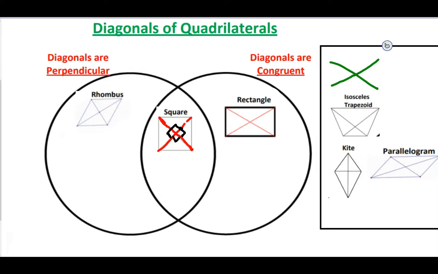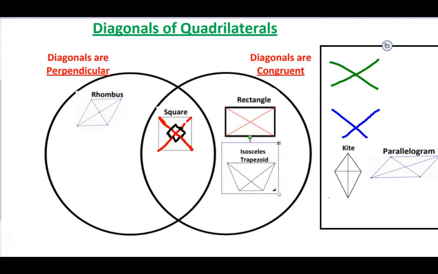Next we have the trapezoid. This is an isosceles trapezoid. And for the isosceles trapezoid, you can see that our diagonals are the same length, but do they form 90-degree angles? No, they don't form those 90-degree angles. So isosceles trapezoid is going to be congruent. Okay, and then our last two shapes, we have parallelogram and kite.